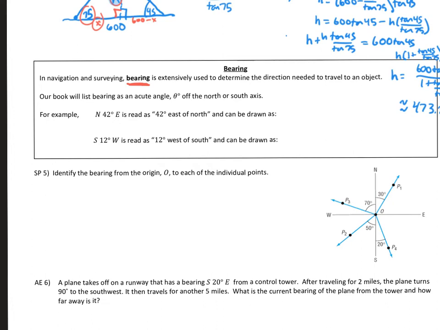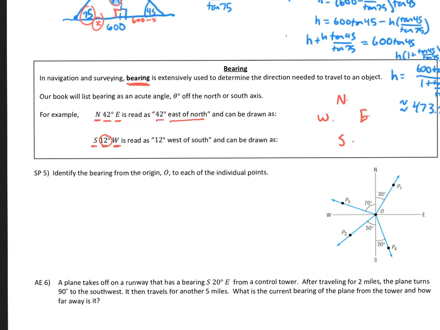What we are going to see in our book and our problems is north-south, and then we're going to have a degree followed by an east or a west. So we all know that east is over here, west is over here. Never eat soggy waffles. I'm sure some of you have heard that before. So in terms of bearings, when we see it written in this format, this is 42 degrees east of north, so 12 degrees west of south.